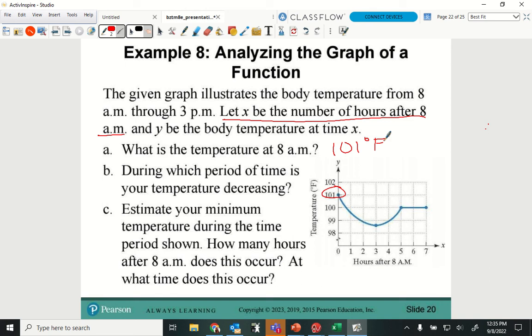So, remember, Celsius and Fahrenheit are two different things. So 100 degrees Celsius is water boiling. 101 degrees Fahrenheit is a slightly elevated temperature for you, normal body temperature.